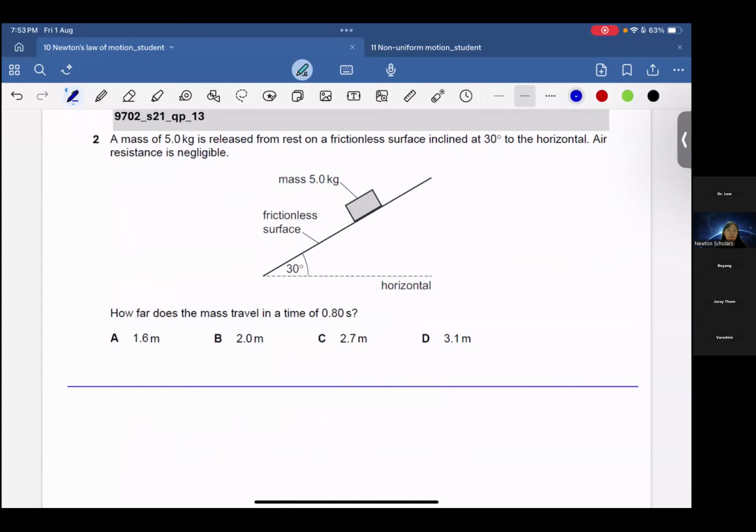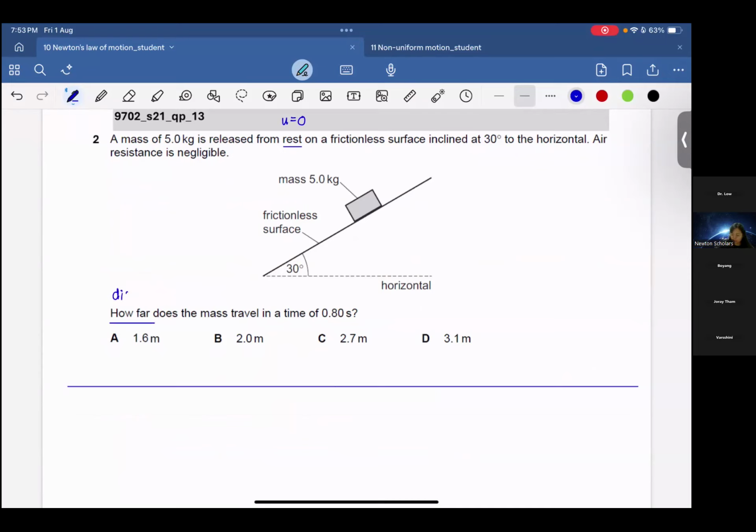Okay, we look at this second question. How do we solve this one? A mass of 5 kg is released from rest. At rest means that it is not moving at the start. Frictionless means no friction. The inclined plane is at an angle of 30 degrees. Air resistance is ignored. How far? How far means distance.